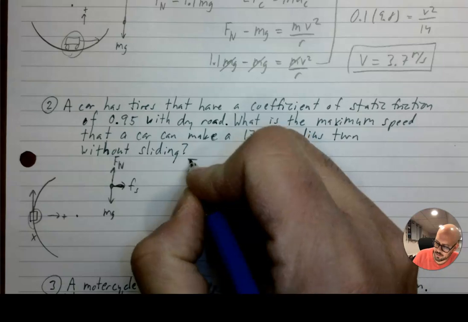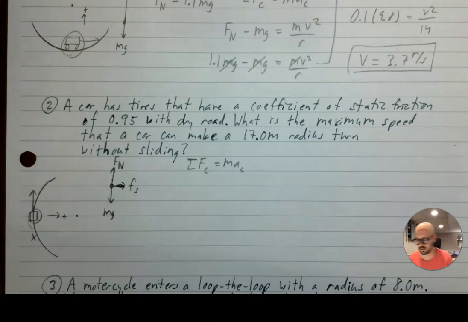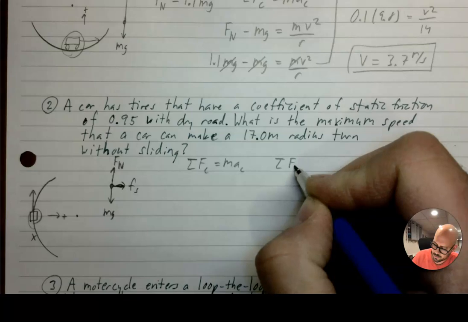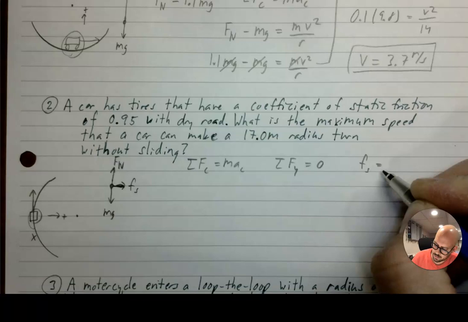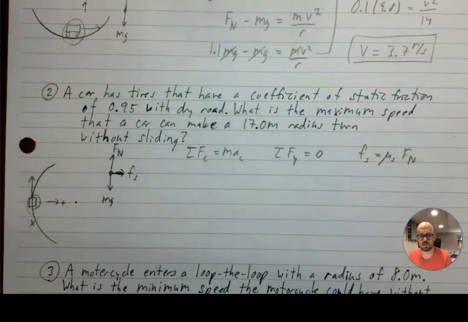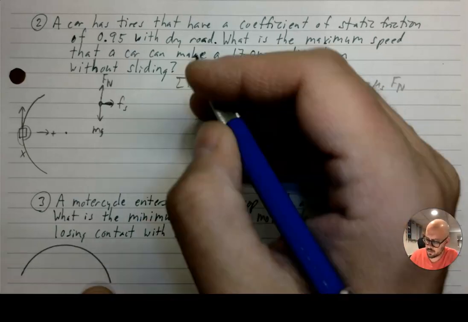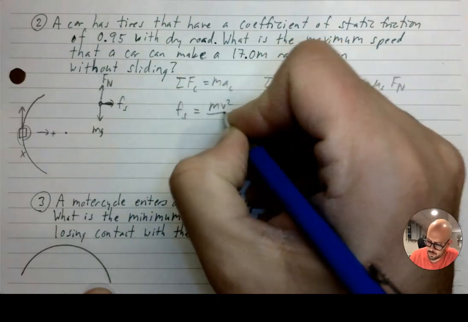All right, so let's find this maximum speed. We'll start with the net force in the centripetal direction. Because this is friction, I'm also going to talk about the net force in the y direction. That's going to be 0. And then I'm also going to do a little bit with the friction equation. I do recommend that when you're doing any sort of calculation with the coefficient of friction, you set this up the same way. So the net centripetal force is the static friction force, and that's equal to mv squared over r.